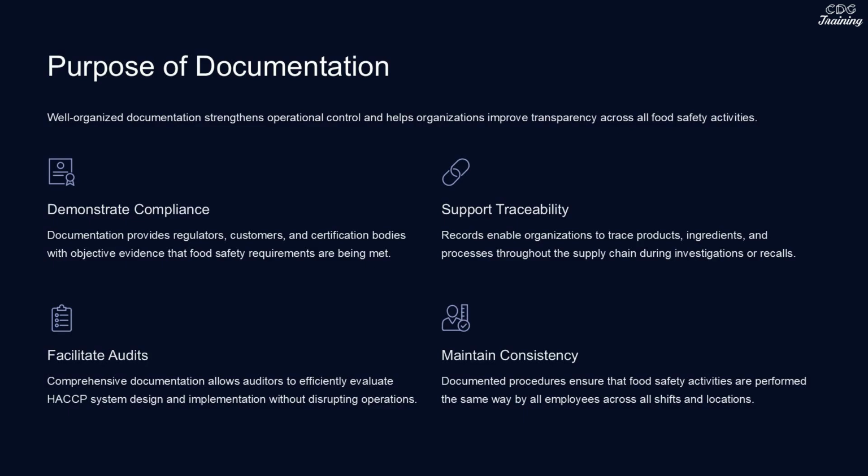Documentation provides regulators, customers, and certification bodies with objective evidence that food safety requirements are being met. It enables organizations to trace products, ingredients, and processes throughout the supply chain during investigations or recalls. Comprehensive documentation allows auditors to efficiently evaluate HACCP system design and implementation without disrupting operations. Documented procedures ensure that food safety activities are performed the same way by all employees across all shifts and locations.